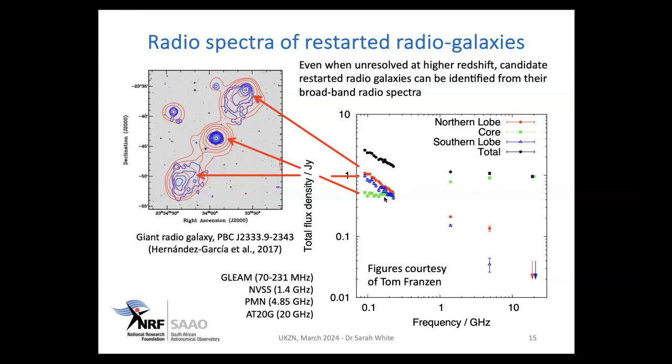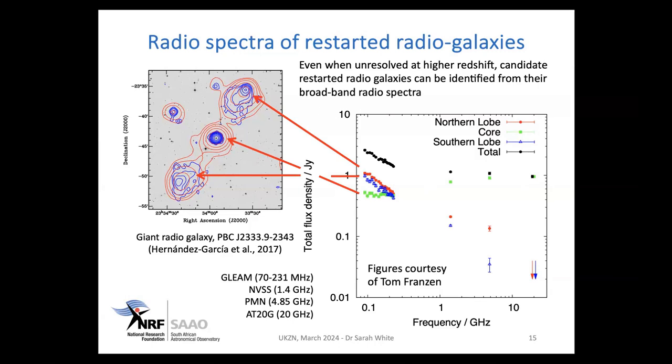So we can see that for the core, we have this very flat radio spectrum, but for the lobes, we have this steep spectrum shown here. Overall, we have a spectrum that shows a steep part in the distribution at low frequencies, and it flattens out towards higher frequencies. And so you can see that a spectrum curving like so is a signature for these restarted radio galaxies.